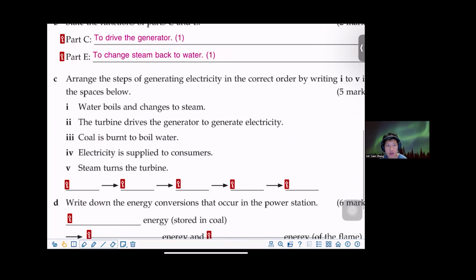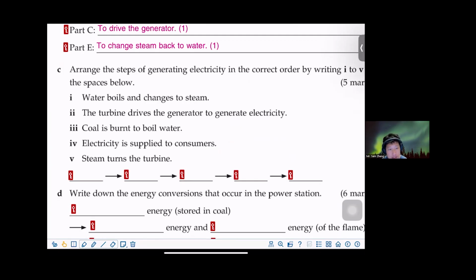Next, for part C, in fact, it would be at 3, 1, 5, 2, 4.